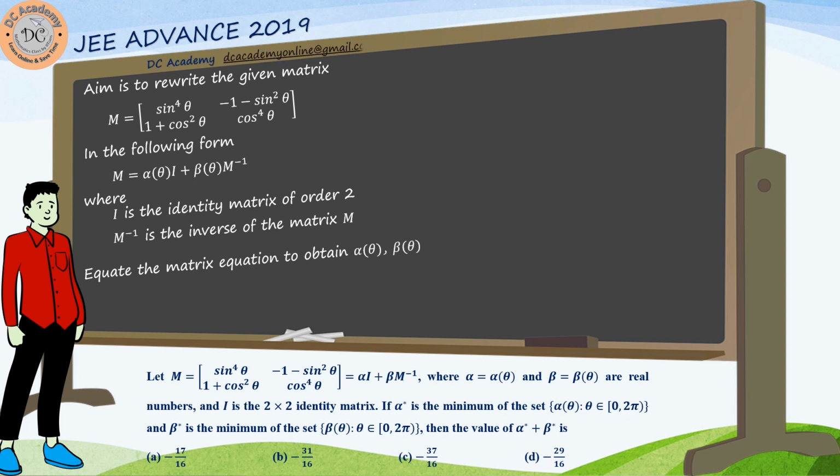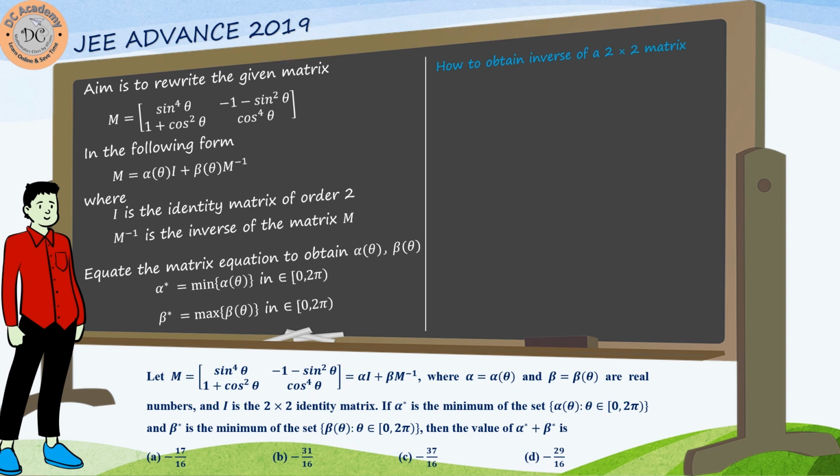And after obtaining alpha theta and beta theta, we have to find alpha star and beta star, which are the minimum values of alpha theta and beta theta in the interval 0 to 2 pi. 0 is closed, and 2 pi on that side is open. It's a semi-closed, semi-open interval. That's it. So first our aim is to understand how we calculate the inverse of a 2 cross 2 matrix. There is a very easy method to calculate the inverse of a 2 cross 2 matrix. So first we go ahead and discuss the basic theory.